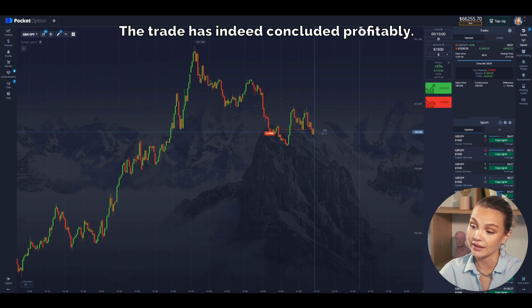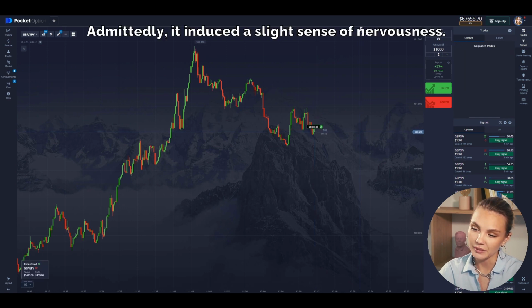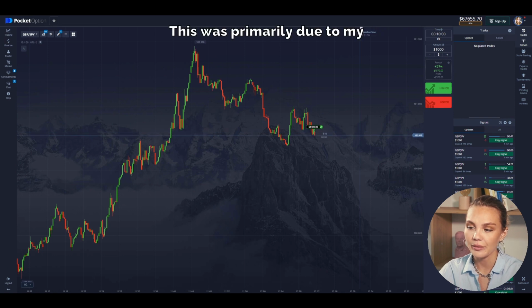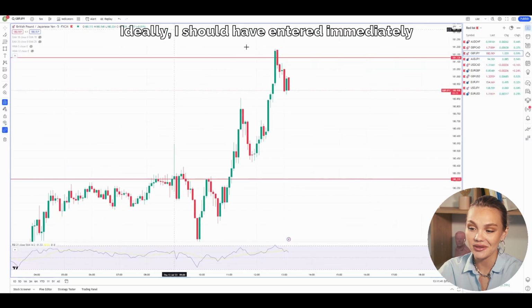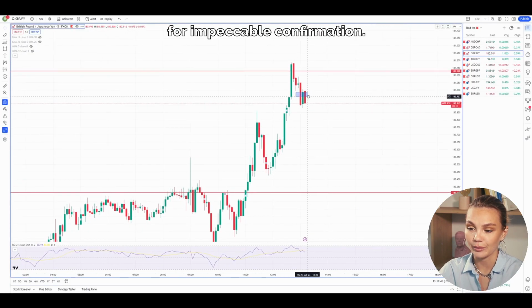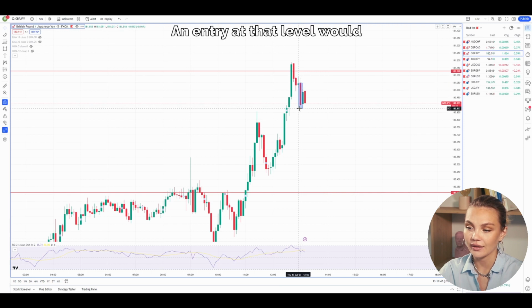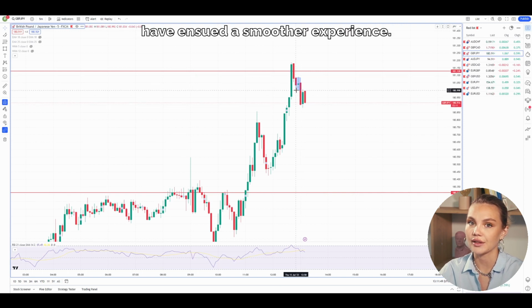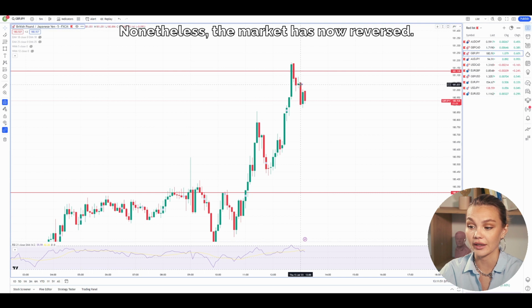The trade has indeed concluded profitably. Admittedly, it induced a slight sense of nervousness. This was primarily due to my tardy entry into the trade. Ideally, I should have entered immediately after the doji formation without waiting for impeccable confirmation. An entry at that level would have ensued a smoother experience. Nonetheless, the market has now reversed.